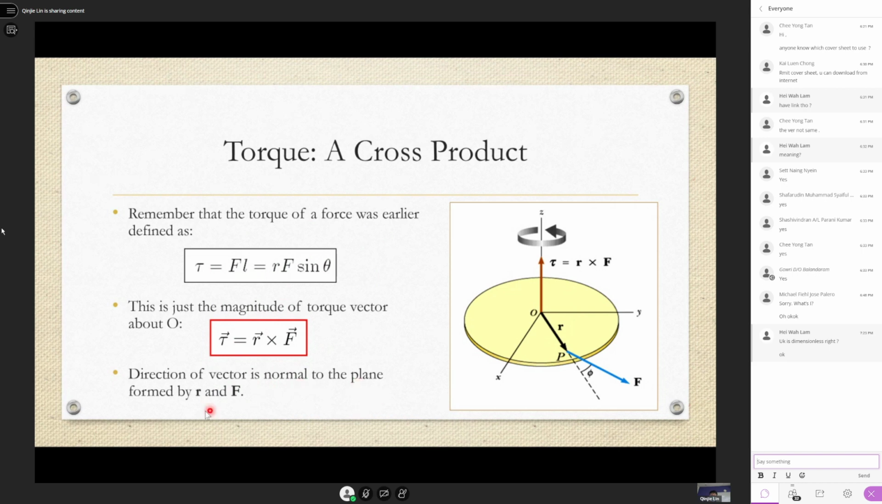The direction of the vector is normal to the plane formed by R and F. So if you have your radius here and then the force you apply in a weird direction, you're going to form some angle. The torque, which points in a totally different direction, is your R cross F. Because your vector R is here, if you use your right hand rule, it will rotate from R towards F. R first, then F. You'll realize the resultant vector is pointing upwards, so the torque is pointing upwards.